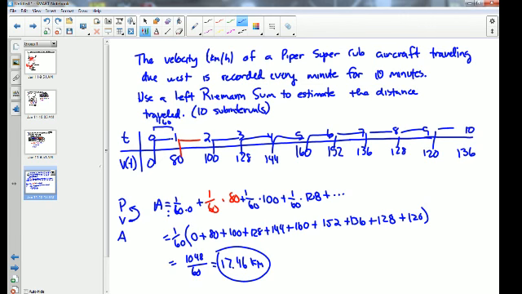Questions? No. Okay, left and right Riemann sums, and then the antiderivative or integral of a rate problem is a position change. That's one thing that I wanted to introduce to you today.